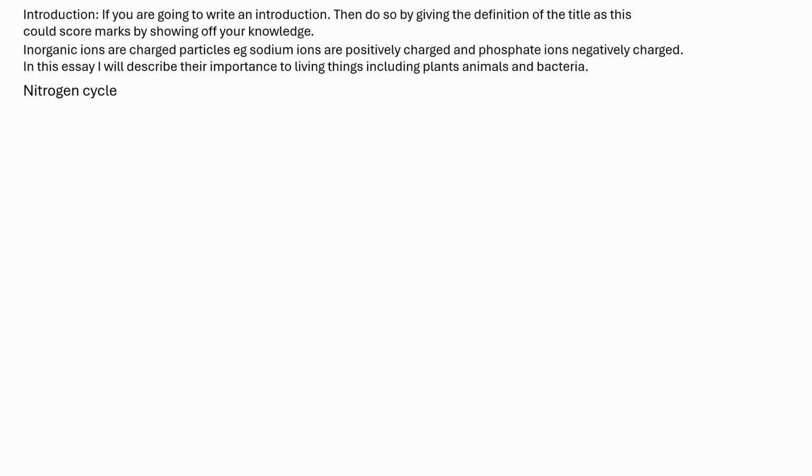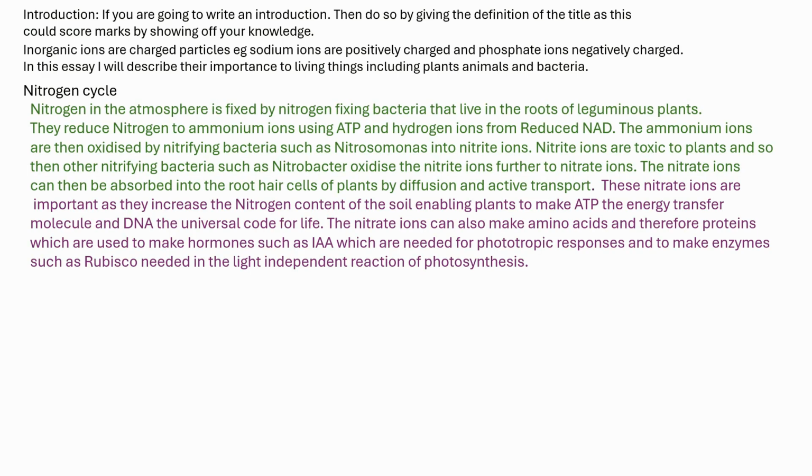Okay, so my first topic's the nitrogen cycle. I've got a little subheading here. You don't need to put that in your essay. Don't put subheadings. Nitrogen in the atmosphere is fixed by nitrogen-fixing bacteria that live in the roots of leguminous plants. They reduce nitrogen to ammonium ions using ATP and hydrogen ions from reduced NAD. The ammonium ions are then oxidized by nitrifying bacteria such as Nitrosomonas.